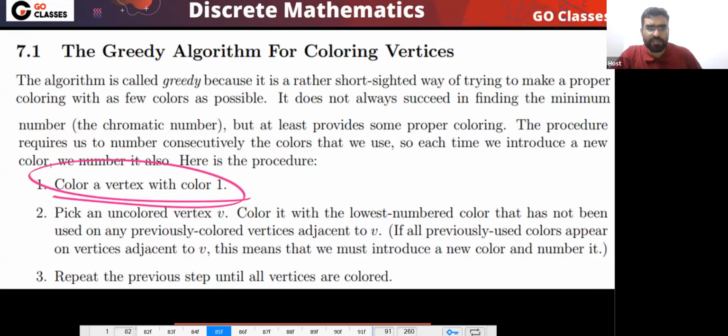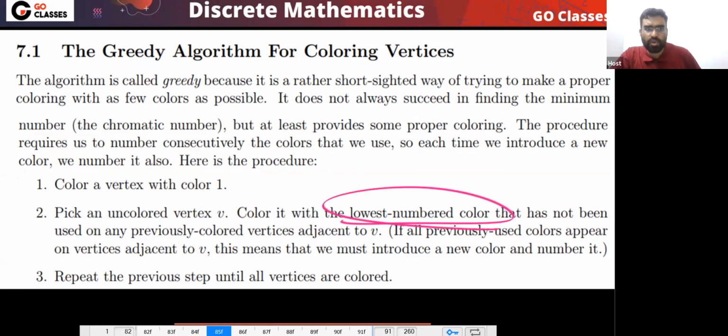Color a vertex with color number 1. You start with a vertex and give it color number 1. Then you go to an uncolored vertex and you give it the lowest number available that is not given to its adjacent vertices, its neighbors. So give the lowest color available that is not given to its neighbors. This is your greedy algorithm for vertex coloring.